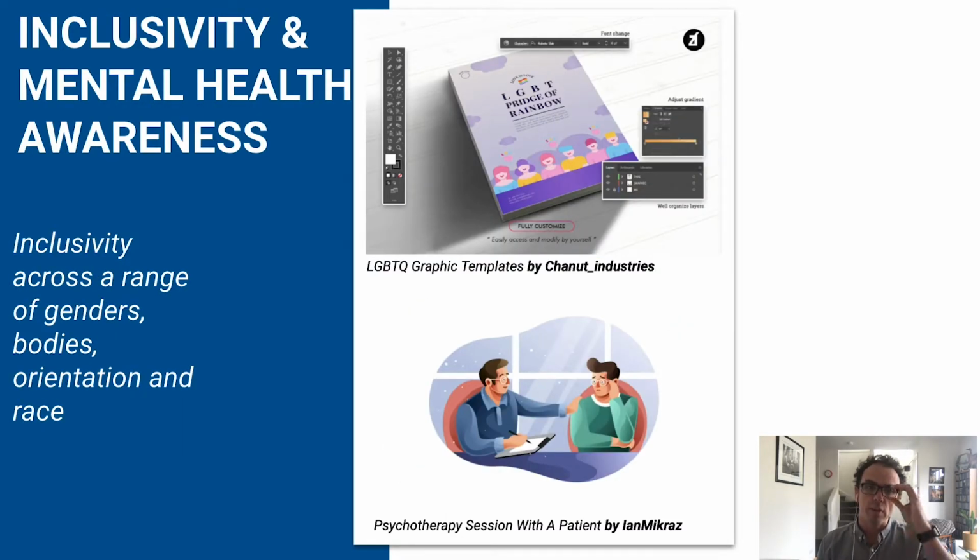Finally, we have two other trends that we're seeing demand for here in Envato, as well as in the wider industry, and they are around inclusive imagery and mental health awareness. When we're talking about inclusivity, it's all around an increase in demand for imagery that illustrates an inclusive, diverse, and authentic society.